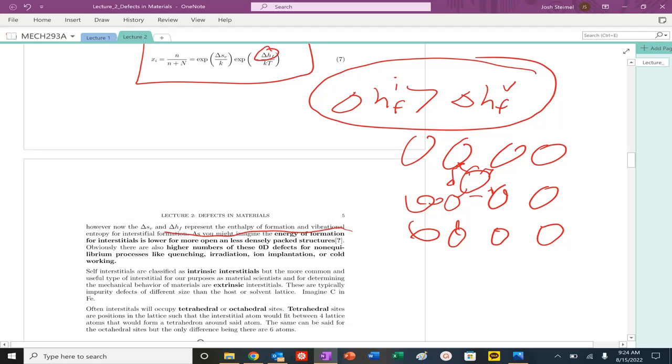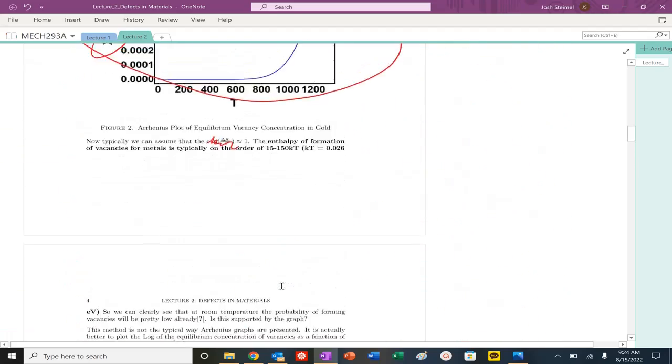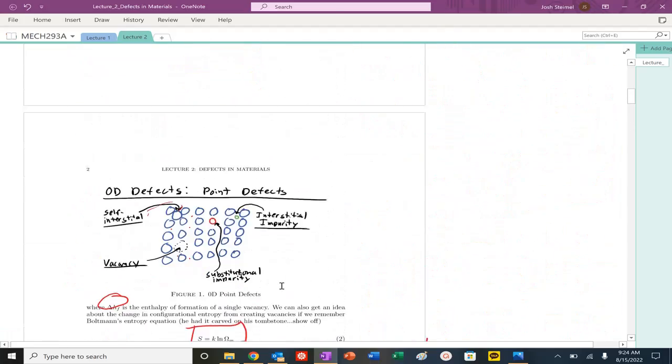But you can do that, and there are processes for it. You could increase defects by quenching, irradiation, or cold working. So you could create a lot of defects in that manner. What other types of defects are there?